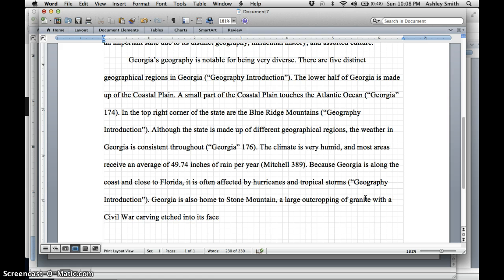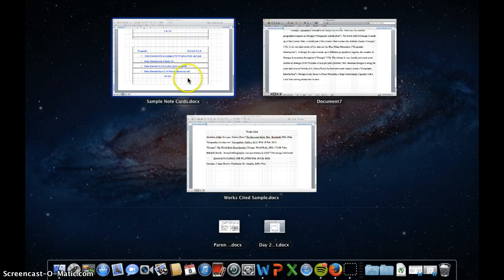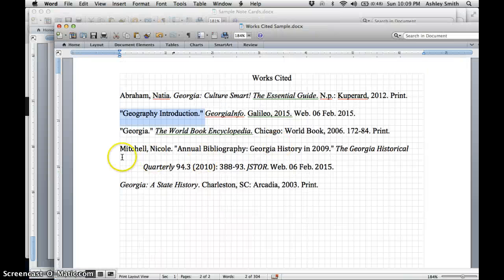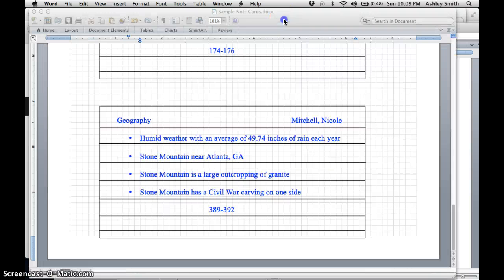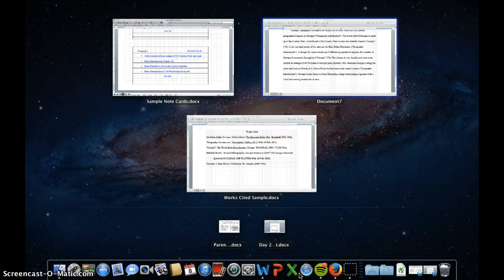I got my sentence here. Georgia is also home to Stone Mountain, a large outcropping of granite with a Civil War carving etched into its face. Now I need my citation. So if I remember correctly, this information came from the article by Nicole Mitchell. So I'm going to go to my Works Cited page, and we already know that since we know the author's last name, that's going to be the first piece of information on the Works Cited page. So that is going to be what's put in my paper.